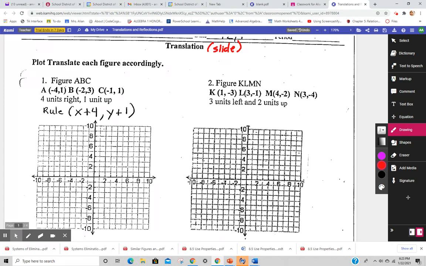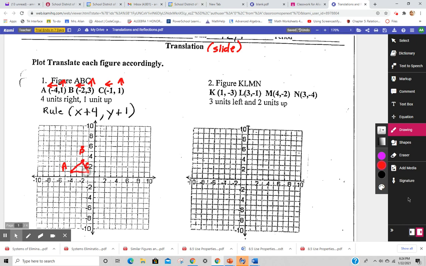We have figure ABC. So let's plot the points for ABC on our coordinate plane. A is located at (-4, 1), left 4, up 1. This is A. B is located at left 2, up 3. Make sure you label everything. This is B. And C is located left 1, up 1. So this is C.